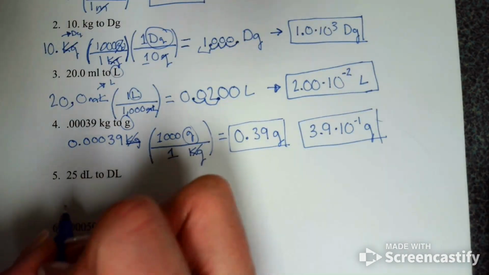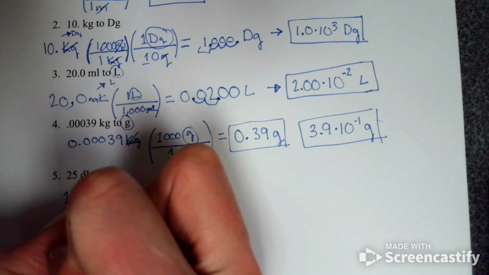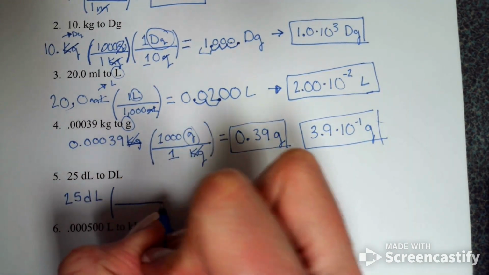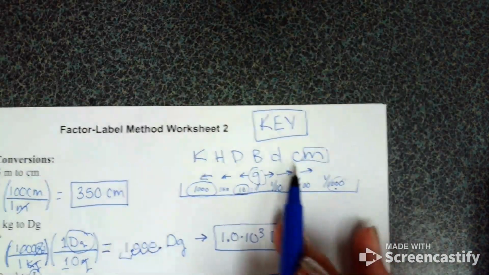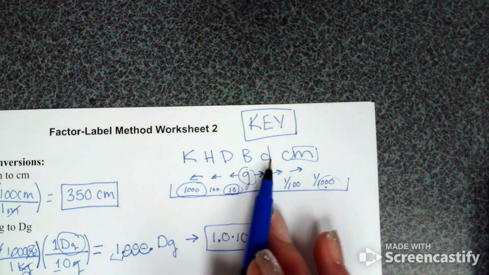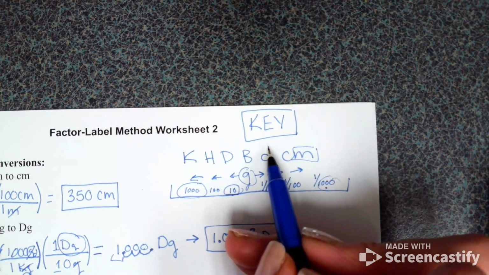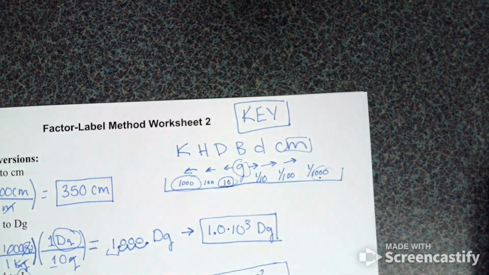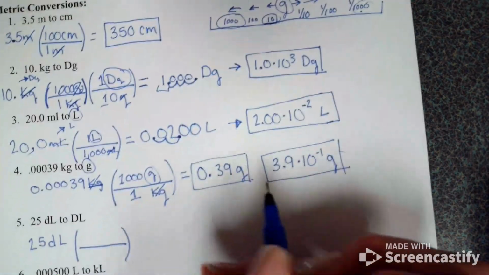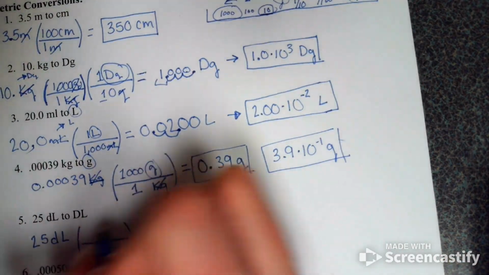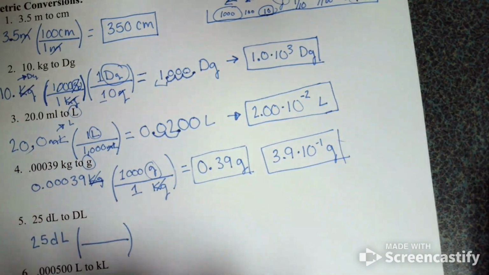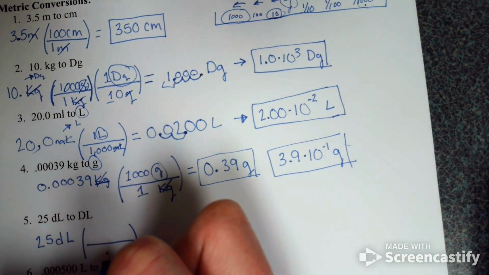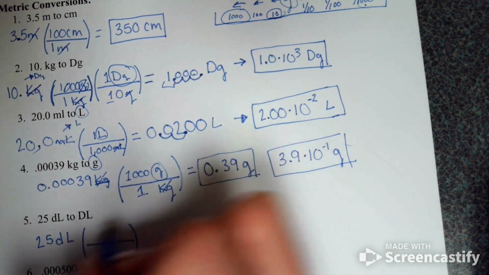All right, number 5 is 25 deciliters to deciliters. So I'm going from here to here. So knowing your old rules, you know it goes 1, 2 to the left. So that can be your double check when you are done. But let's use this new process because this process will apply to much more than just this. I'm going to go to liters and then to deciliters.